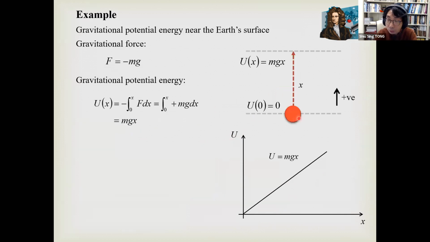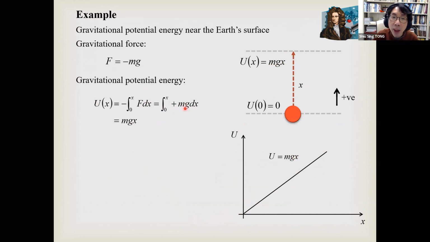And how about raising the ball? If I raise the ball by a vertical height of x, I integrate the external force mg over the displacement, which is x. I get mgx, and that is the potential energy you learned in high school. In this case, the potential energy against height is a straight line. It's just linear in the height.